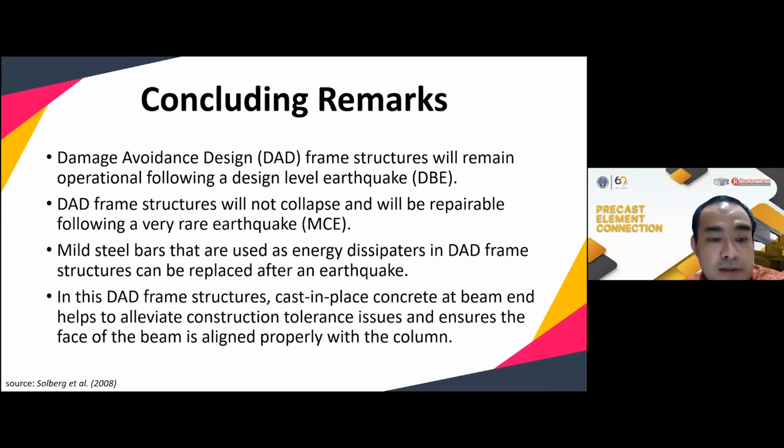And then the fourth one, in this D80 frame structure, cast in place concrete at beam end helps to alleviate construction tolerance issues and ensures the face of the beam is aligned properly with the column.